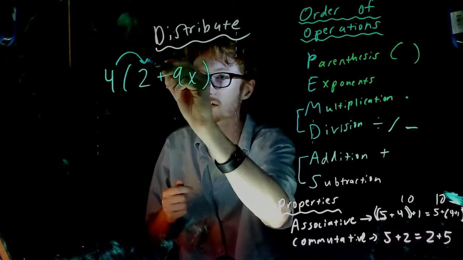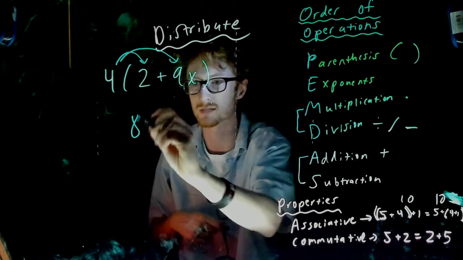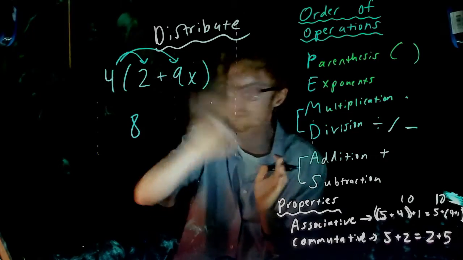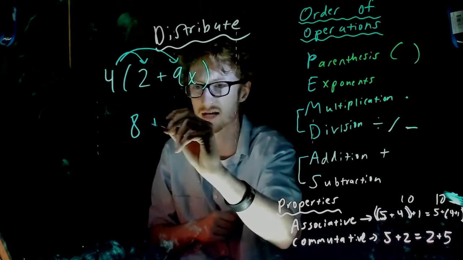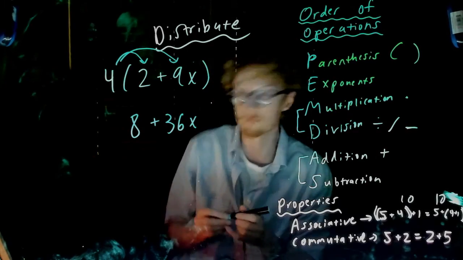So all we do is 4 times 2, and then 4 times 9x. Well, 4 times 2 is just 8. That's pretty simple. And then 4 times 9x. Ignore the x for a second. What's just 4 times 9? That's just 36. And since that has an x behind it, we slap an x behind it. That's how you do this.